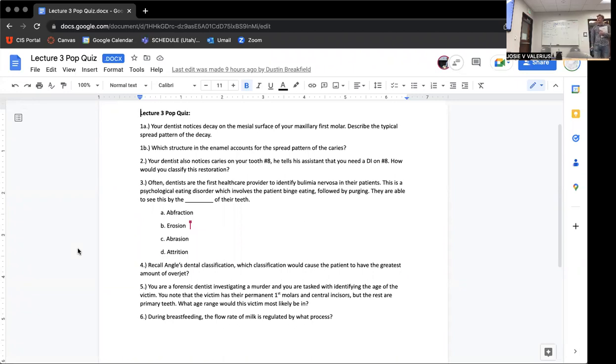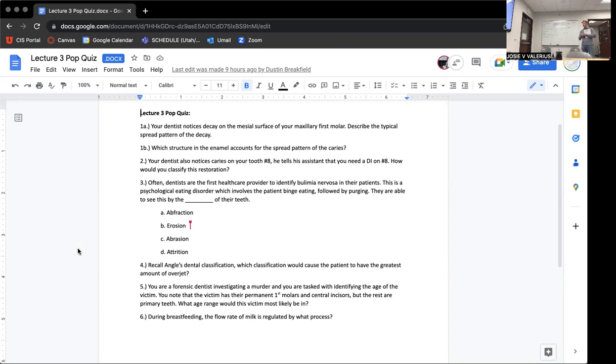Cool. Number 2: your dentist also notices that on tooth number 8 you have a cavity. He tells his assistant you need a DI. What classification of restoration would this be? Let's say class 4. Yep, that's right. Number 3: as a healthcare provider, you're asked to help identify bulimia, a disorder which involves binge eating and purging. What type of structural loss would we be looking at? Erosion, right? It has all that stomach acid.